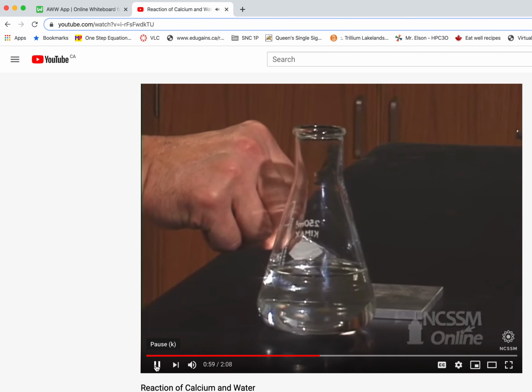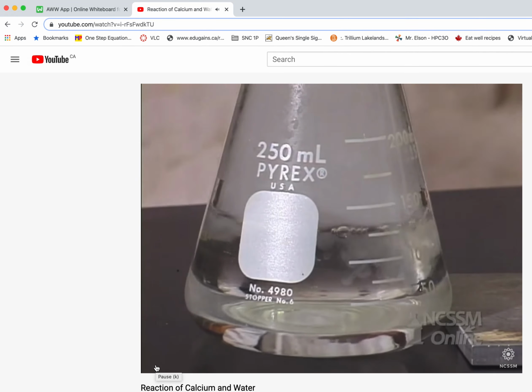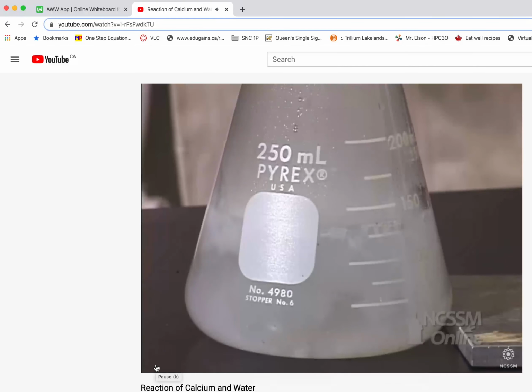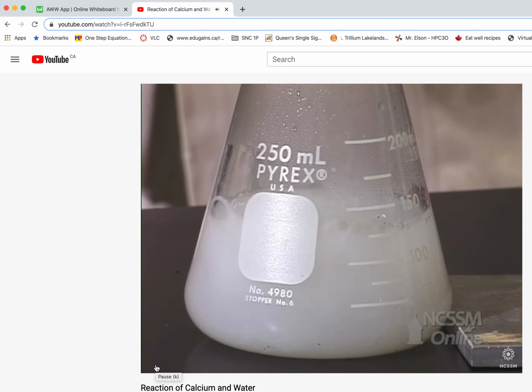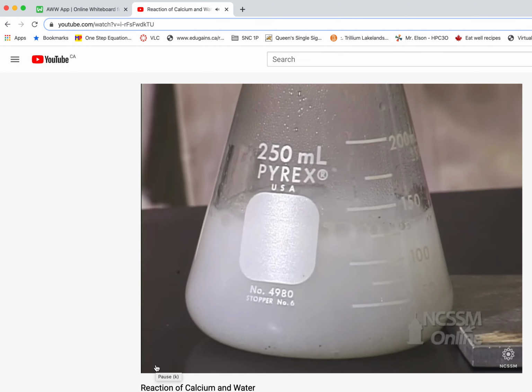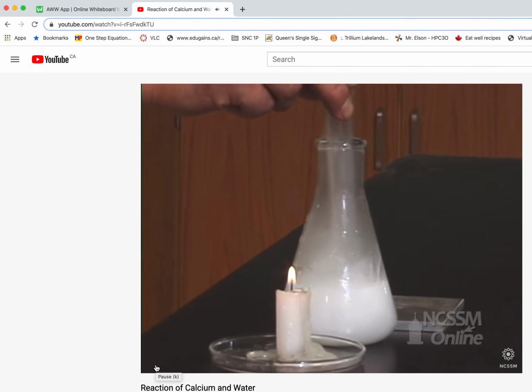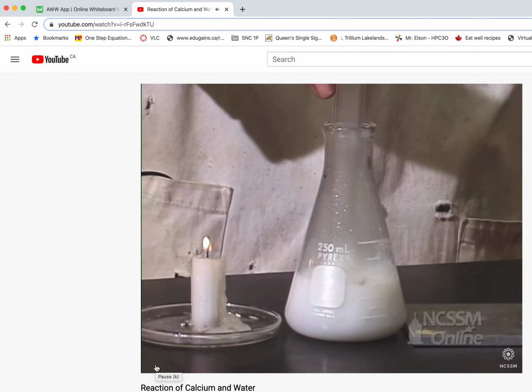If we add the calcium metal to water, we get a much more rapid reaction of the calcium with the water than magnesium. The reaction is very exothermic. This is due to the lower ionization energy of the calcium. We get a single displacement reaction producing hydrogen gas and the formation of slightly soluble calcium hydroxide. We can test for the hydrogen gas by collecting some of the hydrogen gas in a test tube and testing its flammability.